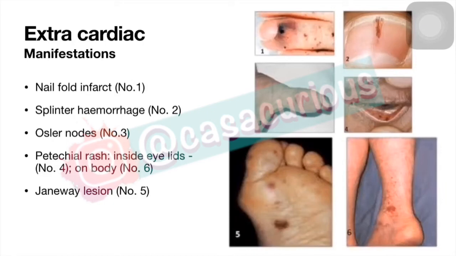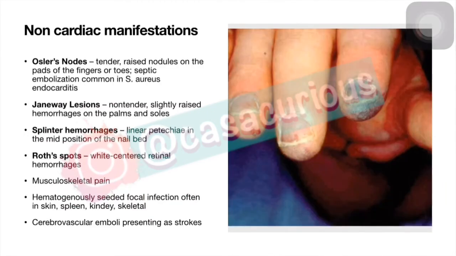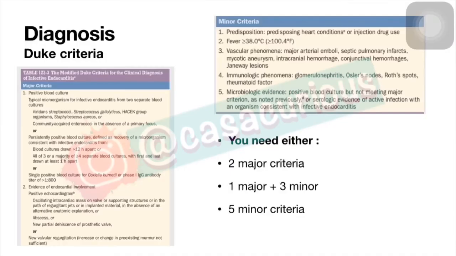Musculoskeletal pain. Hematogenously seeded focal infections are often in the skin, spleen, kidney, and skeletal system. Cerebrovascular emboli present as strokes. We are more than halfway through the presentation. I hope by now you might have got a clear picture of the disease entity we are discussing.